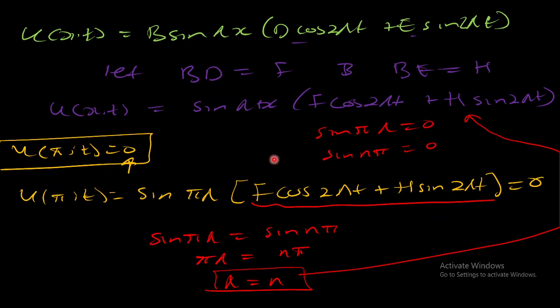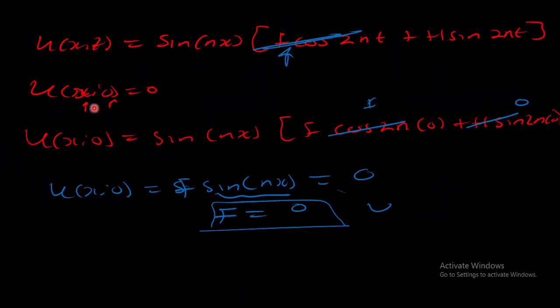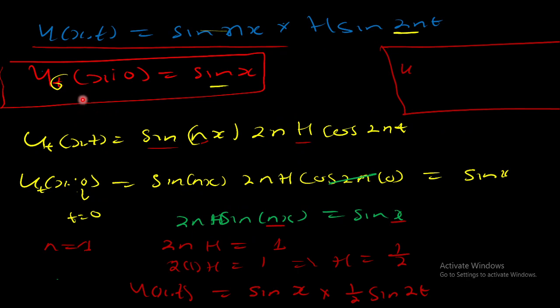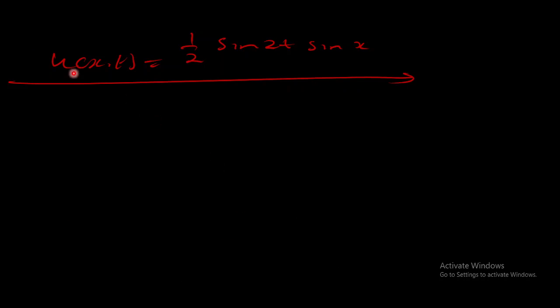We do the same thing, and then the third condition, and then the fourth condition, which had ut. It means we had to differentiate it first. So we must first take the derivative, and then after taking the derivative, we substitute the fourth condition, and then we solve. And then u of xt is equal to 1 over 2 sine of 2t sine of x. So this is how we solve.